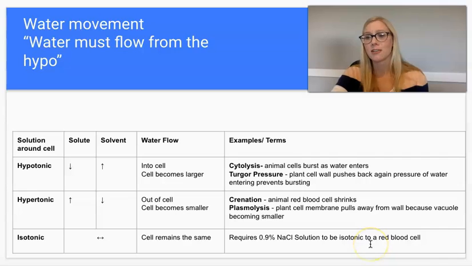Just as kind of an interesting note, when we talk about red blood cells here in a second, red blood cells actually require a 0.9 salt solution to be surrounding outside of them in order for it to be an isotonic solution, which is important, say, when you're getting an IV of something, right? You actually want to have the right concentration that's entering into your bloodstream.